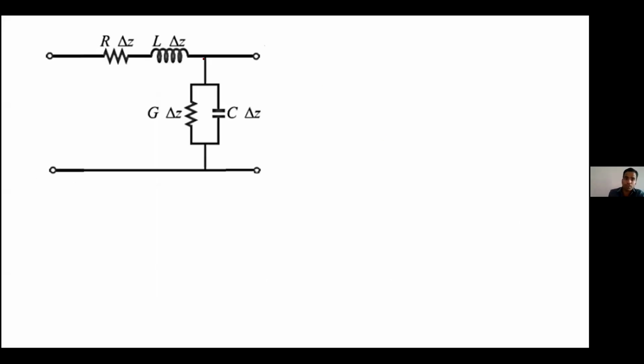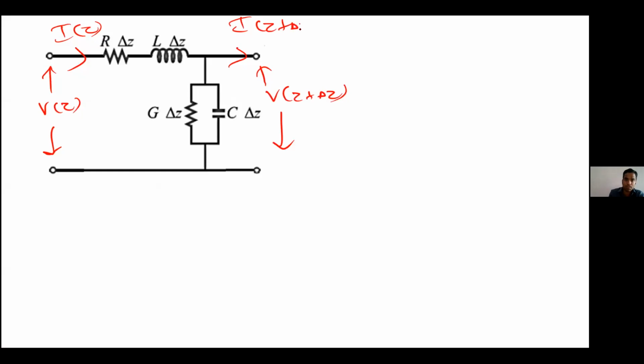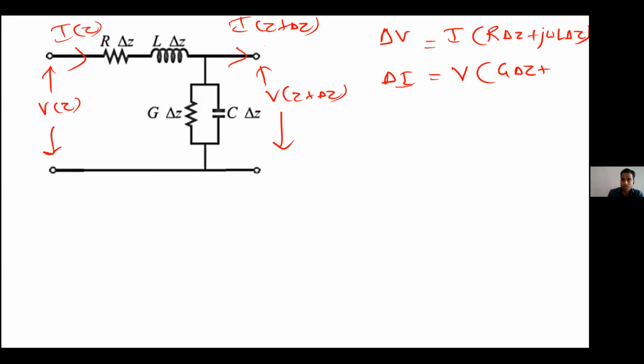Okay, so we have got two equations. V of z, here this is V of z plus delta z. This is I of z, this is I of z plus delta z. And we have got two equations. One is delta V, another is delta I. What was delta V? I into R delta z plus jωL delta z, and delta I, the difference in current, was how much? V into G delta z plus jωC delta z, right?